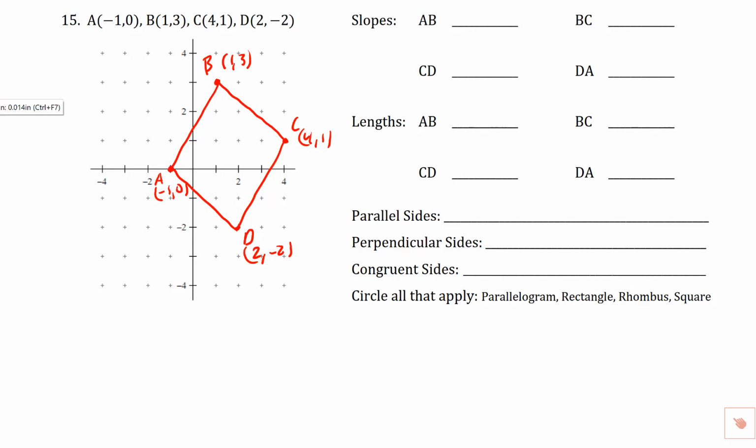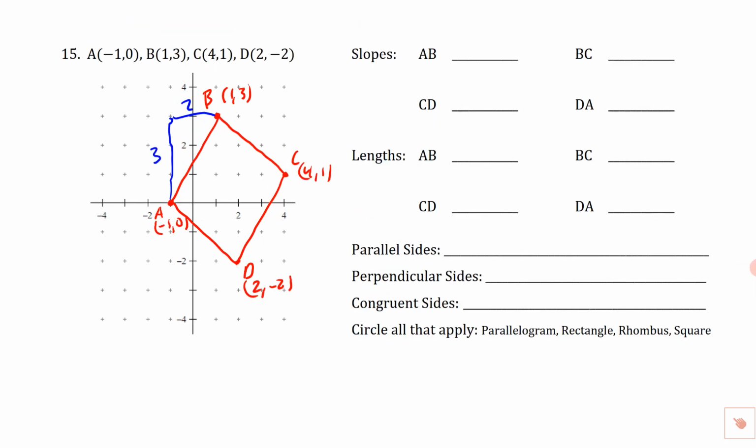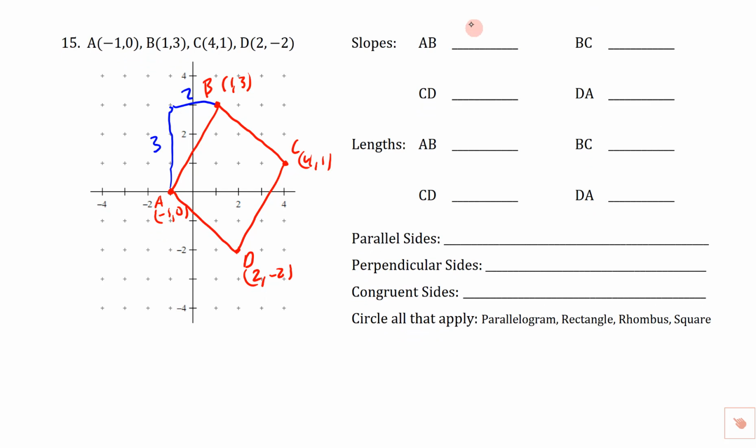So here's what I'm going to do. For AB, I'm going to count up 3, and then we're going to go over 2. So a rise of 3 and a run of 2. So that's going to be 3 over 2. Let me slide this down so I'm sure I'm on the screen here. So this is going to be 3 over 2. That's going to work out to be the same as it is over here.